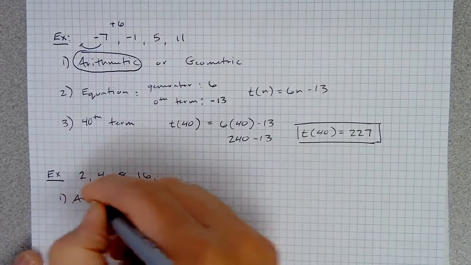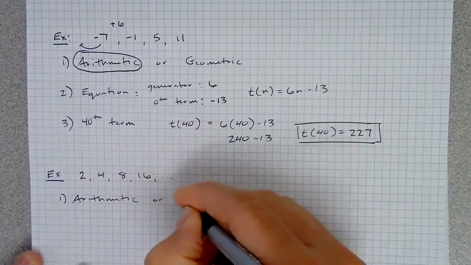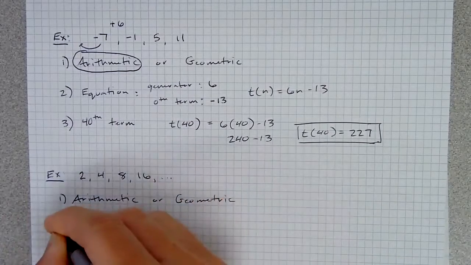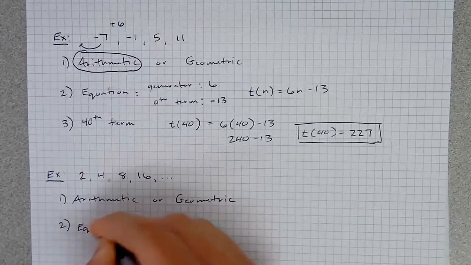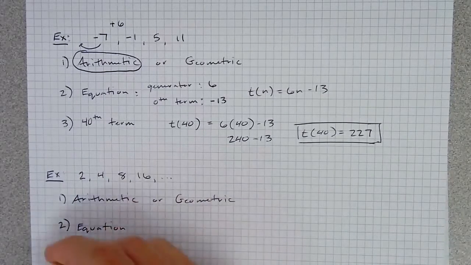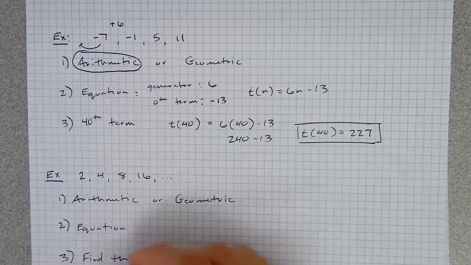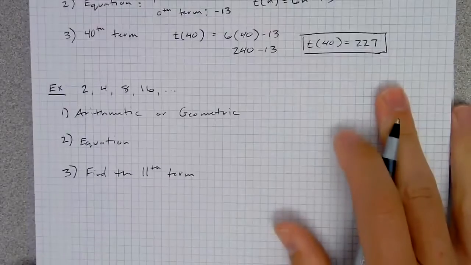Okay, this is the type of deal here. You've got a sequence. Identify if it is arithmetic or geometric. Find the equation. And then find the 11th term.